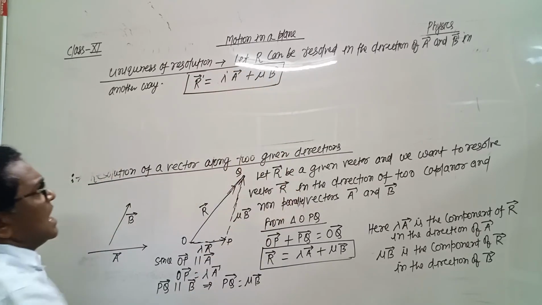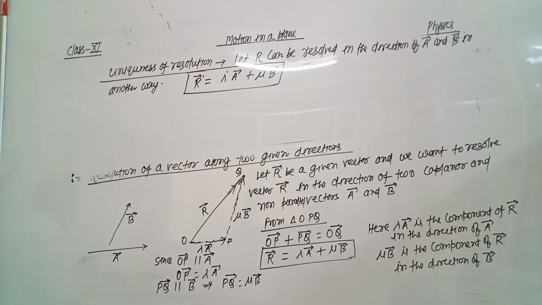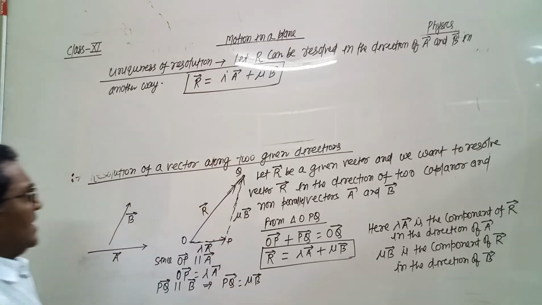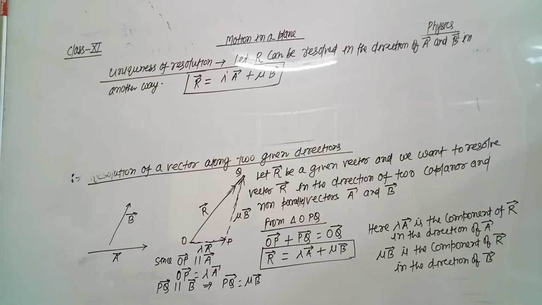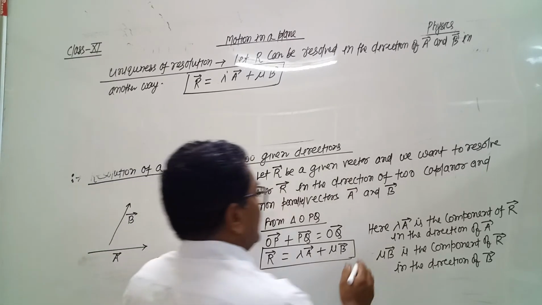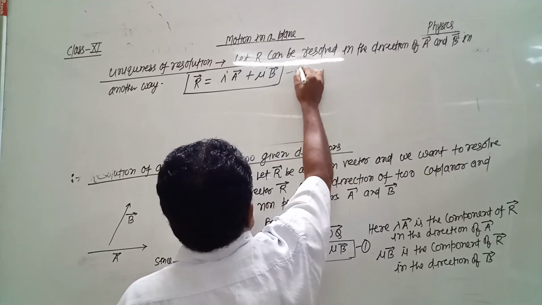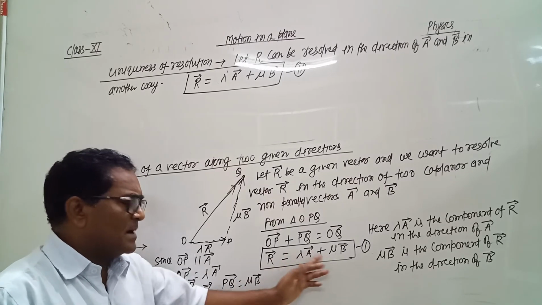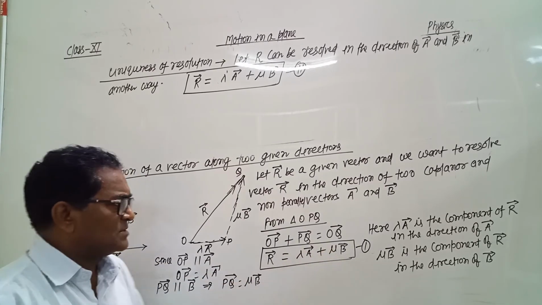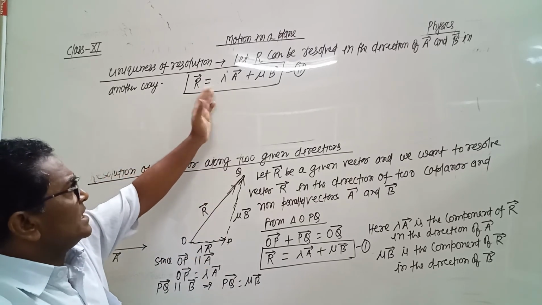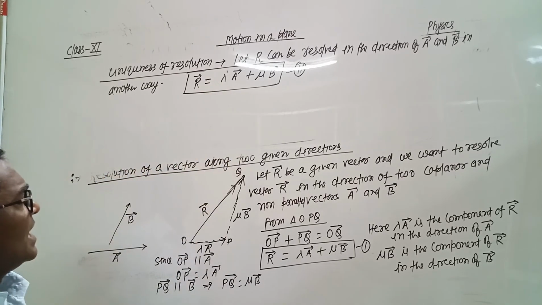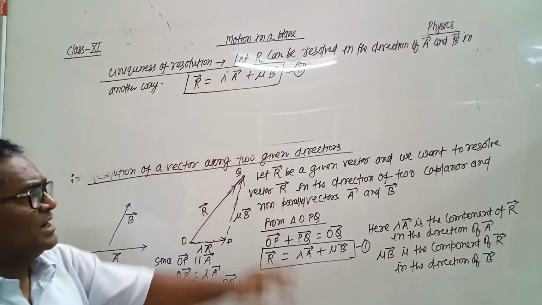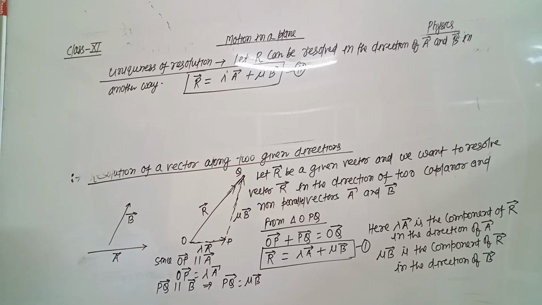So let R can be resolved in the direction of vector A and vector B in another way. So R vector equals lambda dash into A vector plus mu dash into B vector, and name it first equation and this is the second equation. This is one way to resolve, R equals lambda A plus mu B, and we have supposed another way to resolve the vector R, and that way is R vector equals lambda dash A vector plus mu dash into B vector.